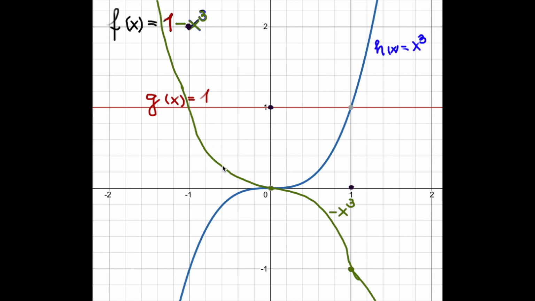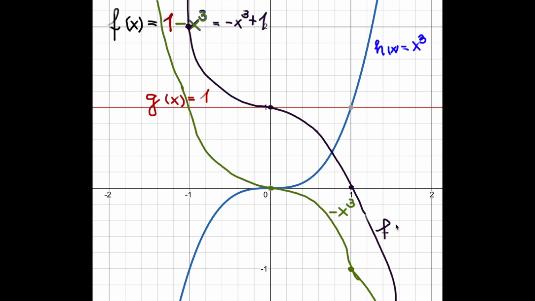And now we have to do this for all values, or what is it? We add to the green function a 1 everywhere. So that is really just a shift up by 1 of the green function. Maybe you are more used to thinking like that if you rewrite the function as minus x to the power of 3 plus 1. Okay, that's what we wanted to get. We just sketched the graph of the function f of x, which now you see in black. That is the solution to the exercise.